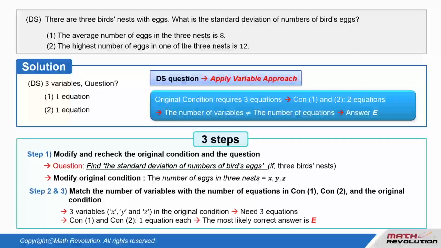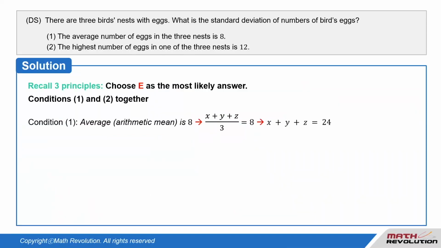Follow the second and third steps. From the original question, we have 3 variables, X, Y, and Z. To match the number of variables with the number of equations, we need 3 more equations. Since conditions 1 and 2 will provide 1 equation each, E is 80% likely to be the answer. Recall the 3 principles and choose E as the most likely answer.